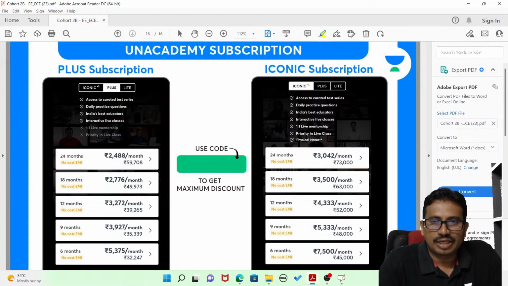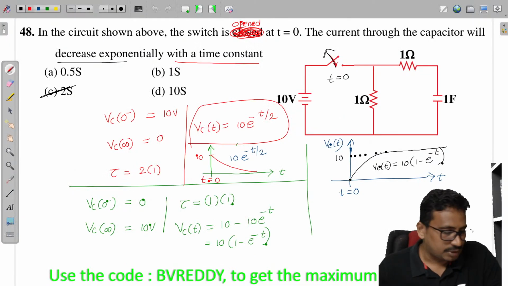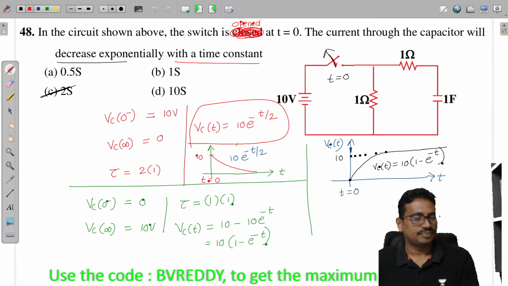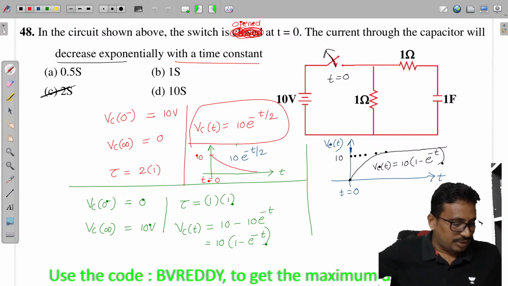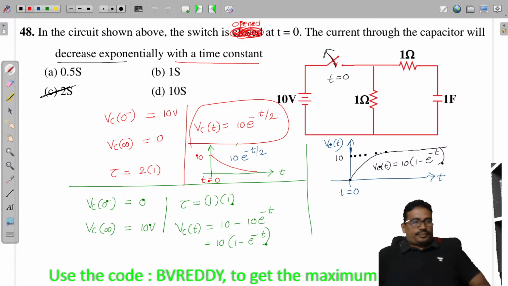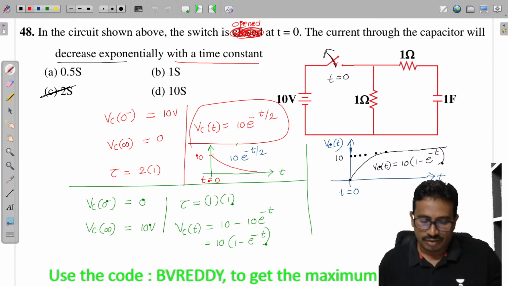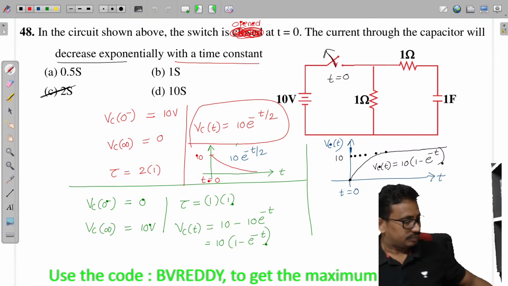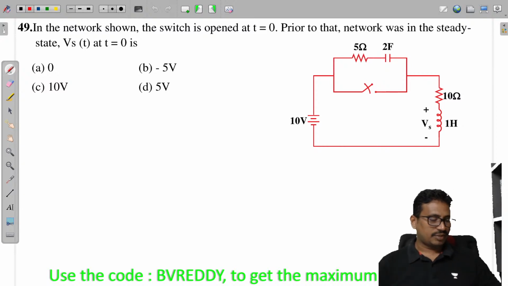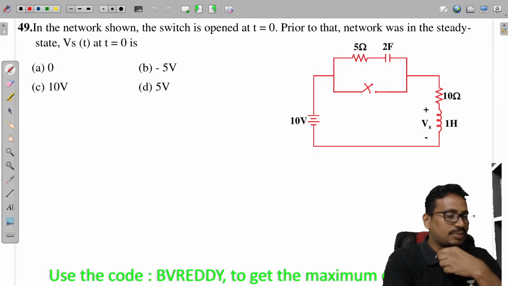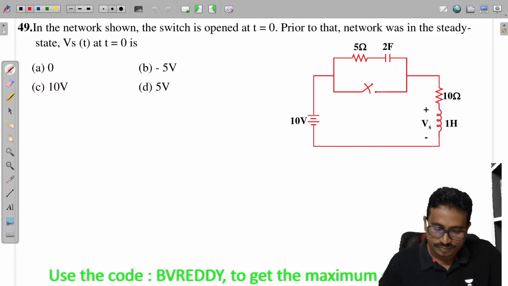Let's start our discussions. How many problems we have finished in the previous classes? You tell me. 48 we have finished it, right? Next, take the 49th one. Take the next problem, all of you.